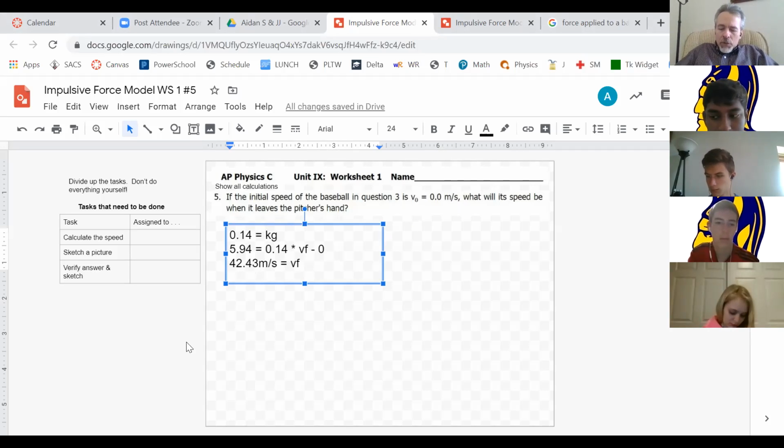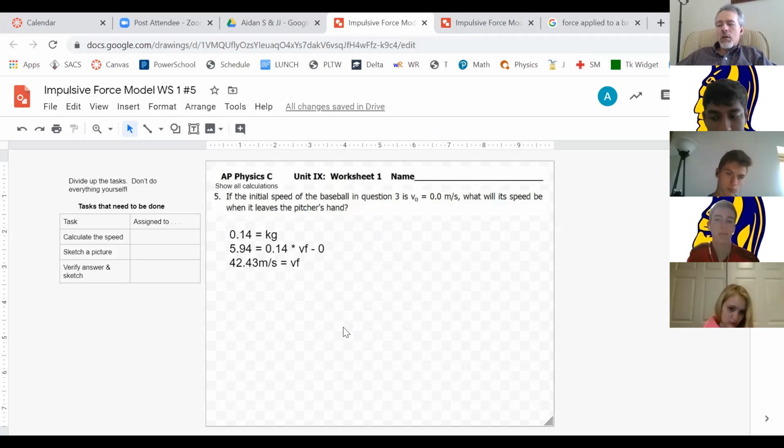Sounds great. And I was kind of curious because I want to know what that was in miles per hour. That's around 95 miles per hour. So sounds about right, I guess.